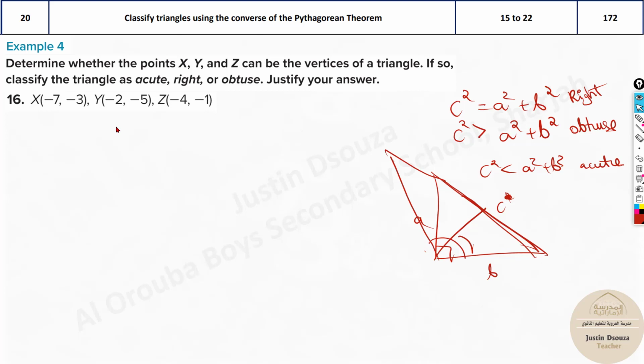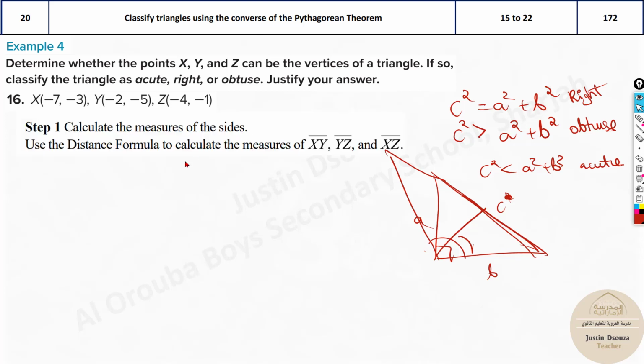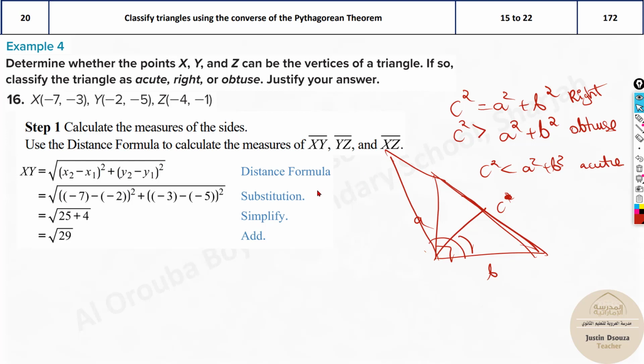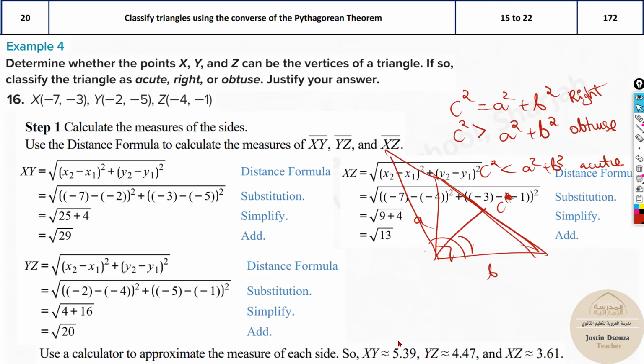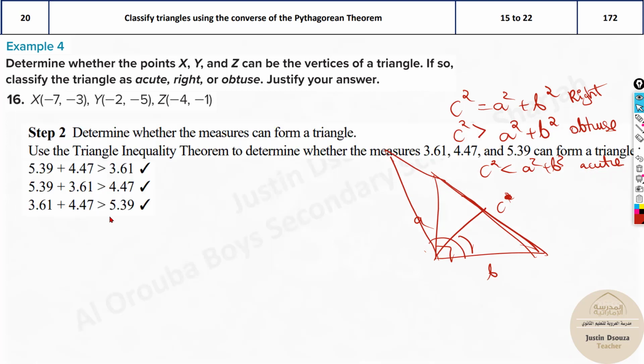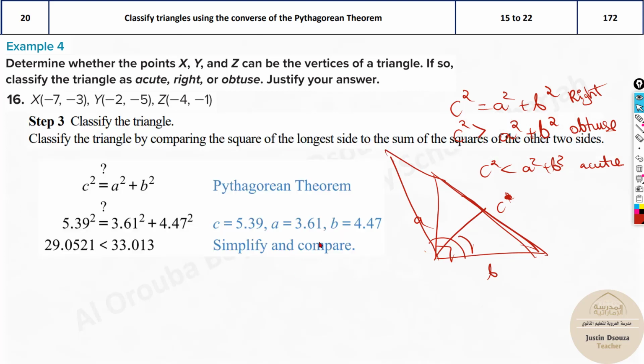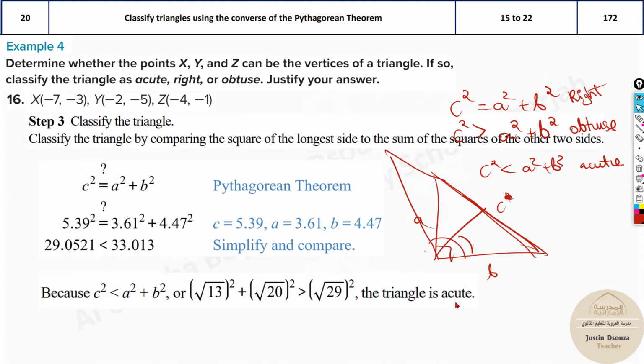Now over here, it's the same concept. Please make sure you solve it. First, you need to find the distance between all three points. You get the distance. Then you need to check whether it's possible. Get it in decimal form and check whether it's possible to draw a triangle. Here, when you sum any two sides, it is always greater than the other side. So yes, it's possible to form a triangle. Now check what sort of triangle this is. When we solve over here, you can see the c squared value, the hypotenuse squared, is less than the sum of the other two sides squared. So what is the answer? It's acute. This triangle is acute.